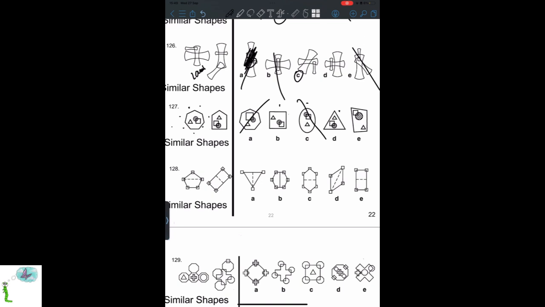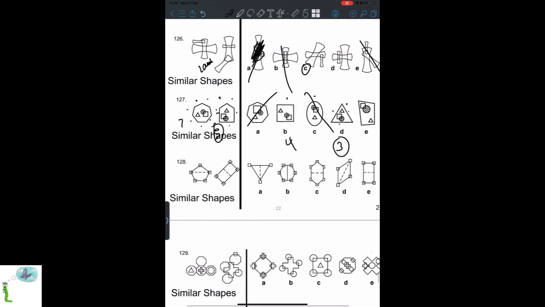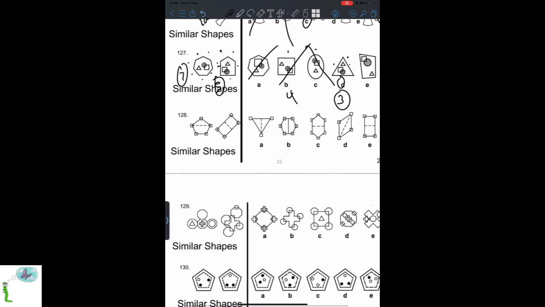1, 2, 3, 4, 5, 6, 7. 7 sides. 1, 2, 3, 4, 5. 5 sides. We have 3 here and 4 here. So I'd say odd shapes. So we're going to go with D instead of B.